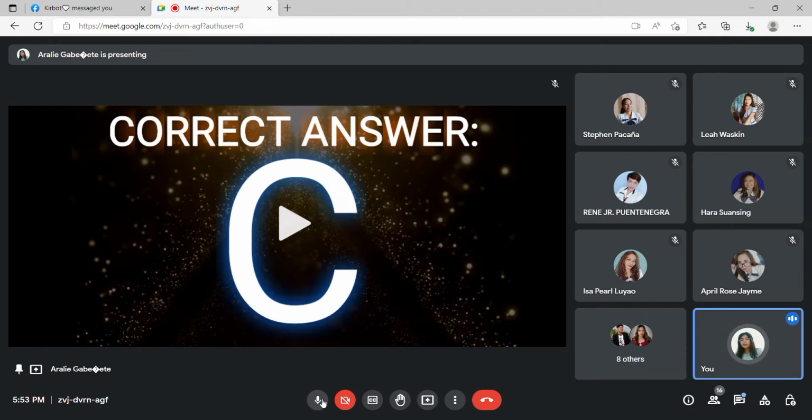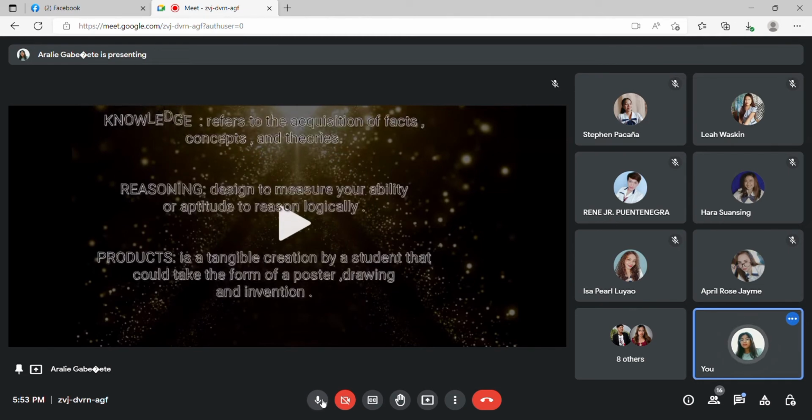Now, let's look at why the other choices are not the correct answer. Knowledge is wrong because it refers to the acquisition of facts, concepts, and theories. So it is far from becoming an answer to what Miss Ortega asked her students to do. Same with reasoning, because reasoning is designed to measure your ability or aptitude to reason logically. They are non-verbal assessments which specifically test your ability to analyze through logical and abstract reasoning, extracting rules and structures to help you find the answers among a list of options.